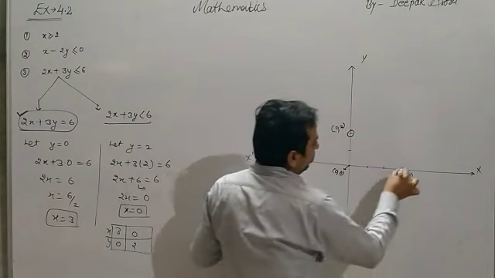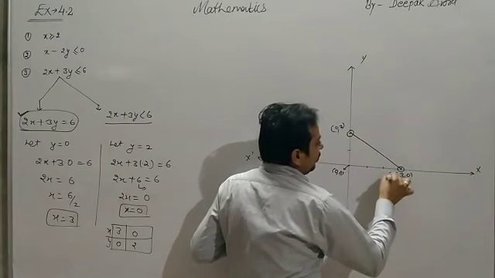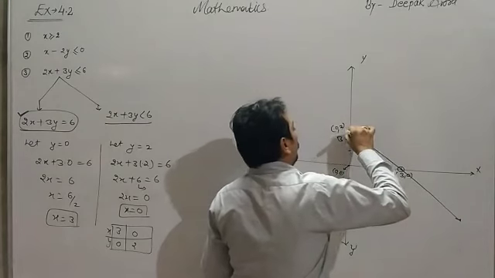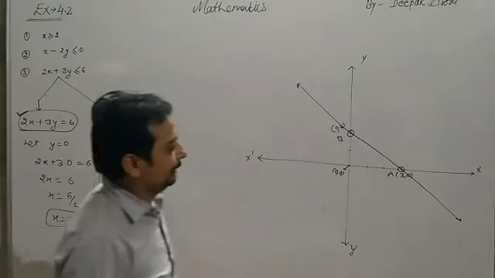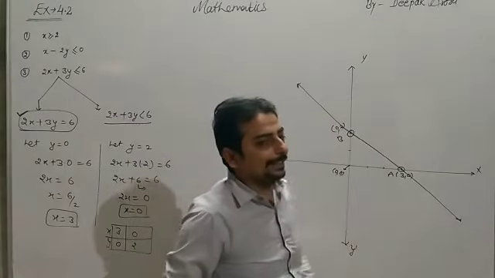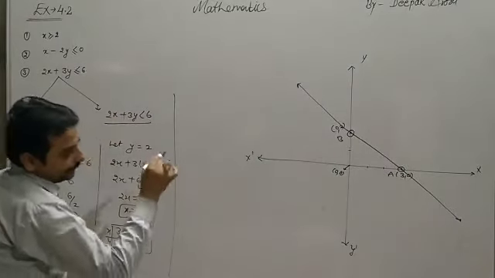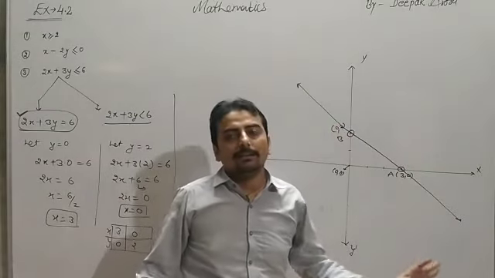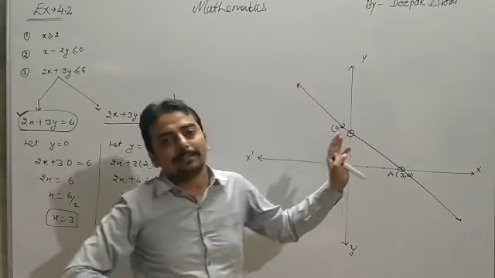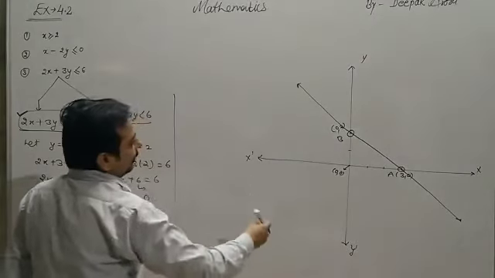Now we have joined the points A and B, and extended the line on both sides. Now we check the area toward the origin and opposite to the origin. So we take a point in any quadrant or on any axis: x-axis right, x-axis left, y-axis upside and downside. We take any point for this plane.